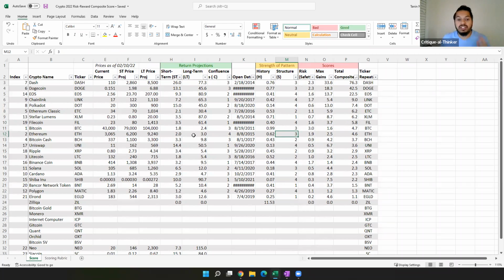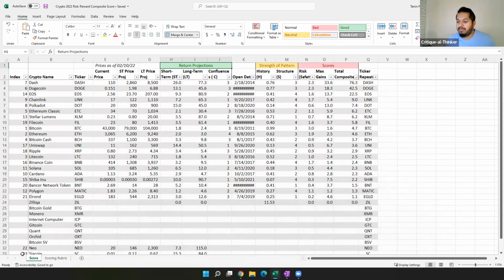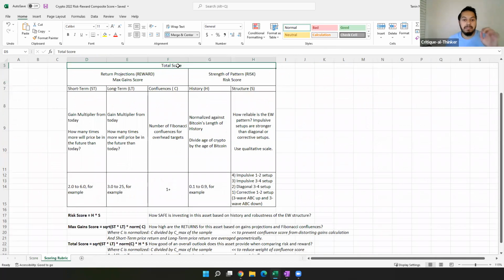This is, of course, an Excel spreadsheet, and I've got my scores broken out over here. You've got your total composite score, the max gains, and the risk safety score. The return projections are based on targets to the upside, whereas the strength of pattern, or the risk, is based on the structure we have set up. We have our total score at the top. That is the composite score, the overall score, and it is made up of our return projections, what we call the max gain score, and the strength of pattern, the risk score.